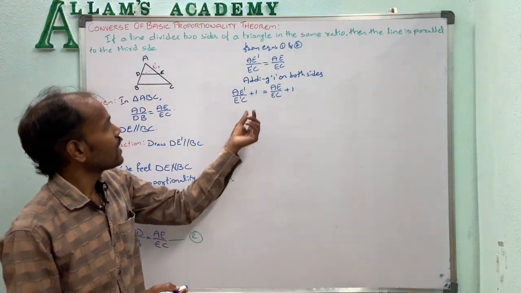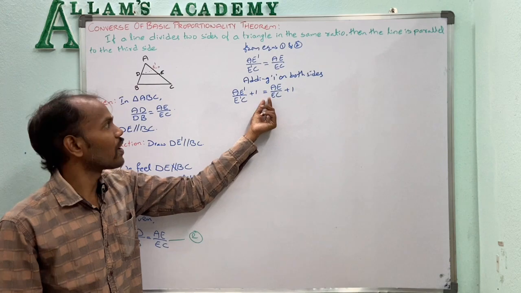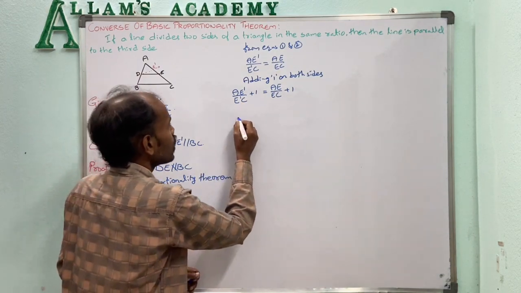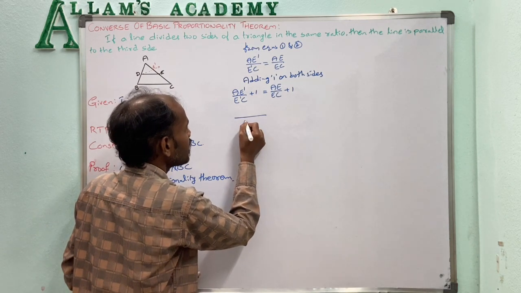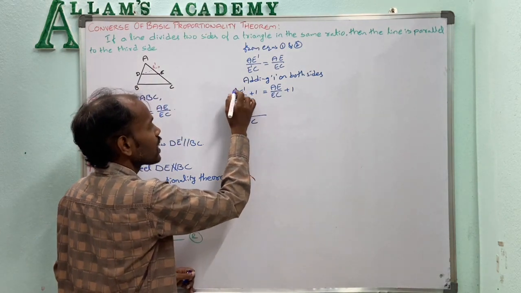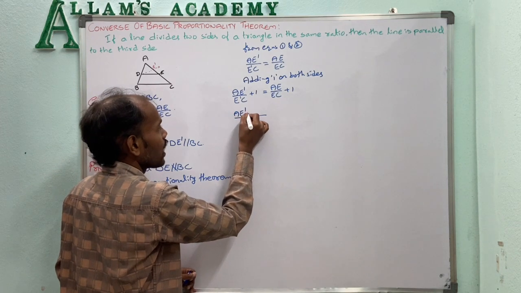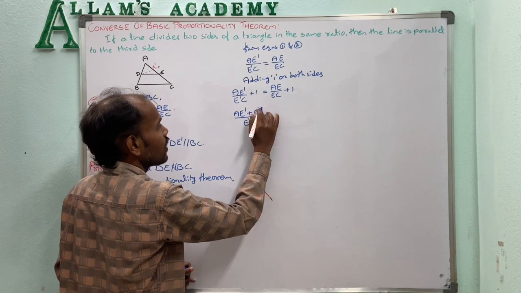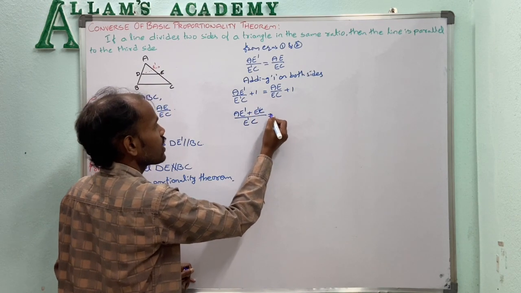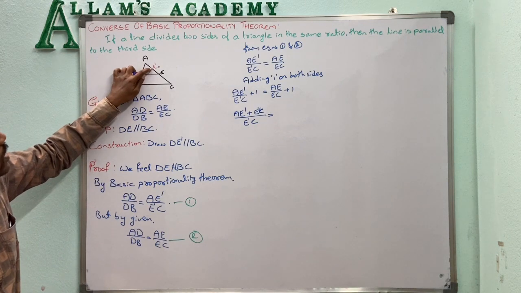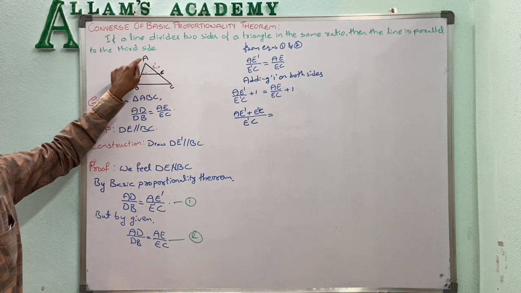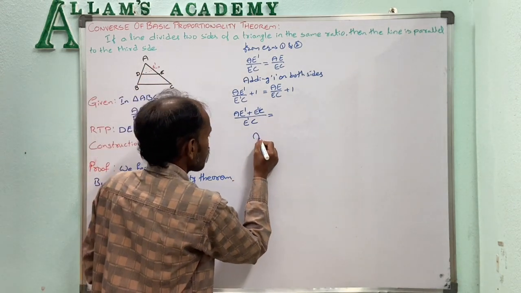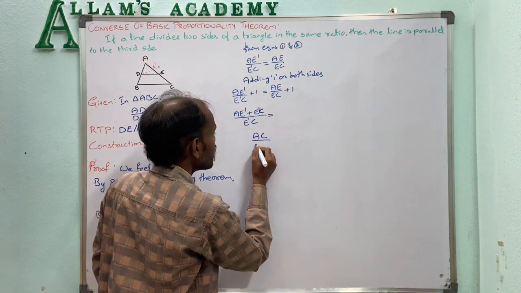Now here 1 is nothing but 1 by 1. So here we can take E dash C as LCM. If E dash C is taken as LCM, now here it is AE dash only, plus 1 into E dash C, we can write E dash C. Now AE dash plus E dash C is nothing but the total side AC. So AC by E dash C.